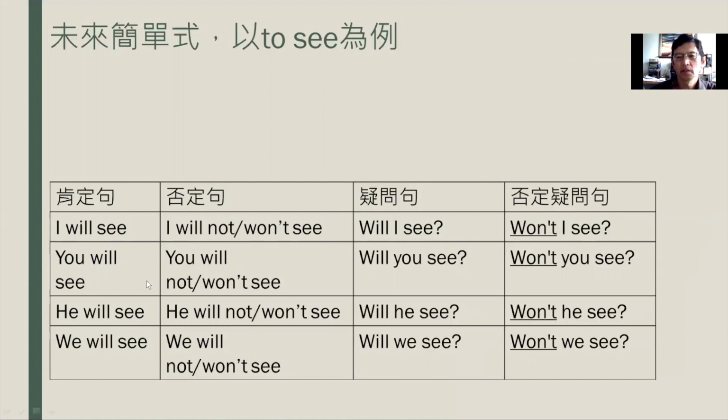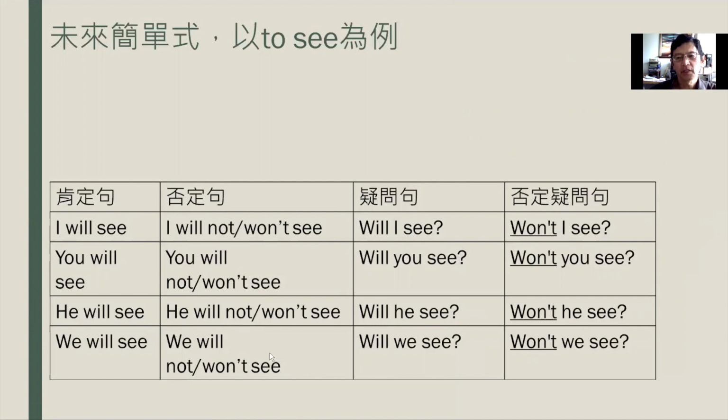You will see. You will not see. You won't see. You can make it a question by saying, will you see? Won't you see? He will see. He will not see. He won't see. Will he see? Won't he see?